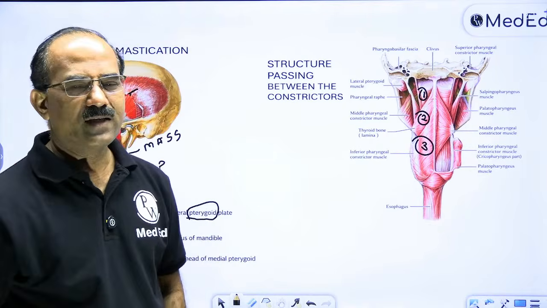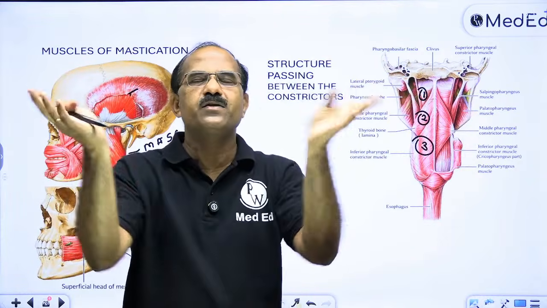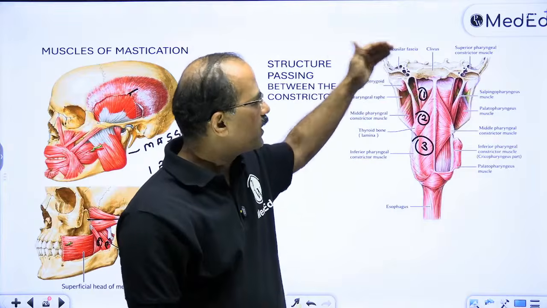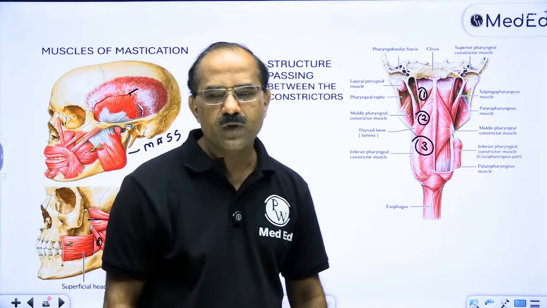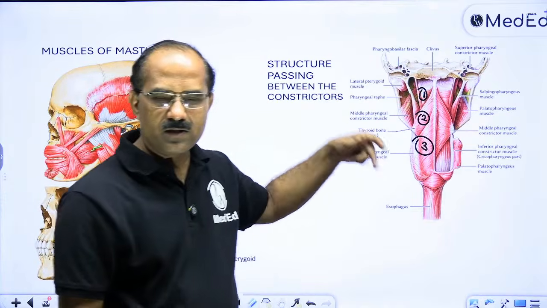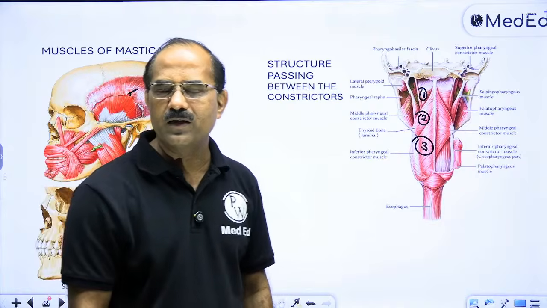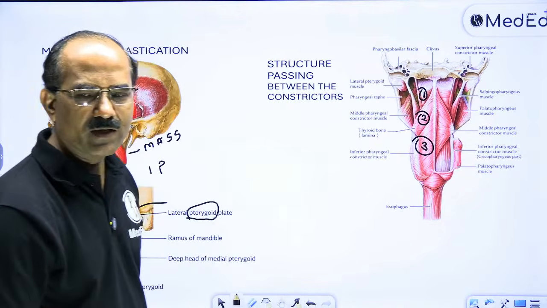ये pharynx है. This is another very important structure. These are the circular muscles of the pharynx. What is number 1, number 2 and number 3? 1 is the superior constrictor, 2 is the middle constrictor and 3 is the inferior constrictor.